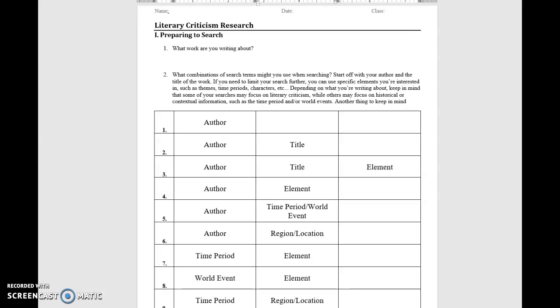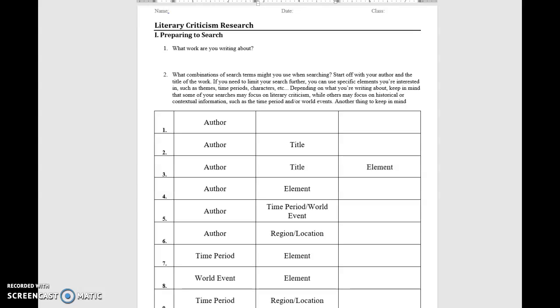Each line represents one search, okay? The second line, I have author in the first box, and then I've written title in the second box. So if you've dealt with library databases like Academic Search Premier, you know that there are multiple search boxes. That is to allow you to combine different concepts so that you can tell the database that you're looking for articles that contain both concepts, or three concepts or whatever you're looking at. So in this case, you would put author in the first search box and the title of the work that you're looking at in the second search box.